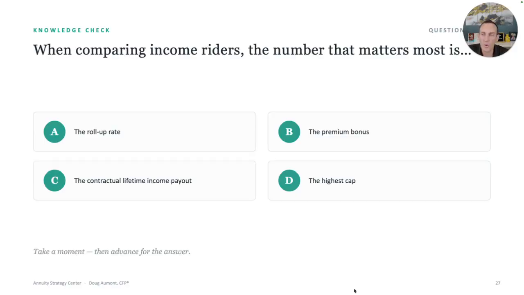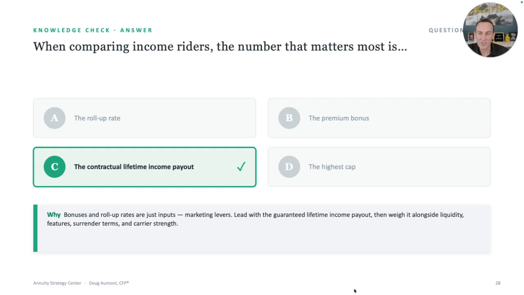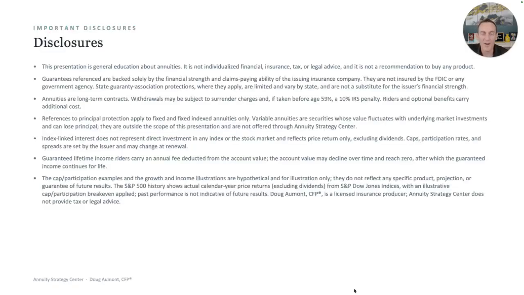All right, last question. When comparing income riders, the number that matters most is A, the roll-up rate, B, the premium bonus, C, contractual lifetime income payout, or D, the highest cap? And the answer is C. The contractual lifetime income payout is by far the most important number. The rest of those numbers, as I mentioned, are distractions, marketing gimmicks, variables that are relevant to be aware of, but honestly don't carry the weight of the ultimate decision because we're looking for financially stable companies with high contractual guaranteed payouts.